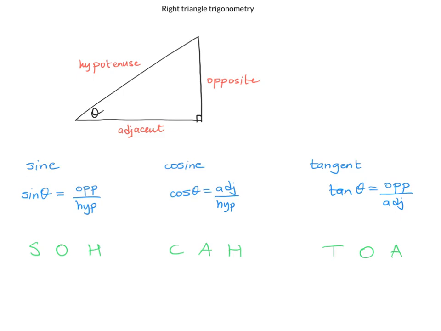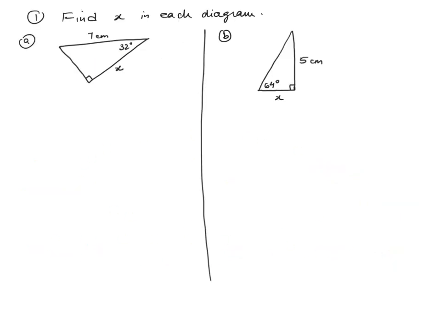And of course sine of theta is opposite over hypotenuse, cosine of theta is adjacent over hypotenuse, tangent theta is opposite over adjacent, and you remember it with this funny word, SOHCAHTOA. So if you memorize that, you can get all of this. So now let's solve for x in these diagrams.